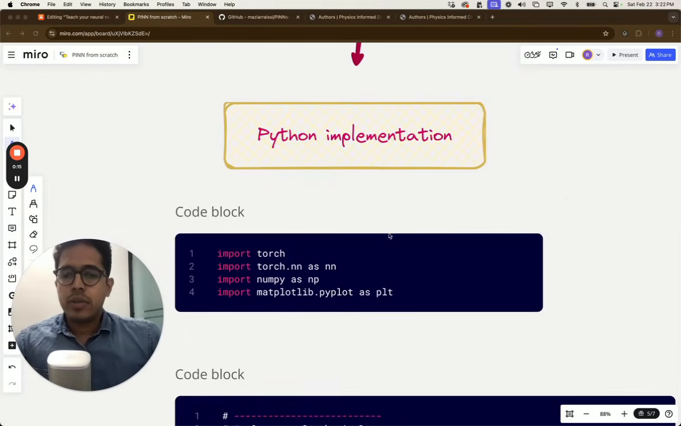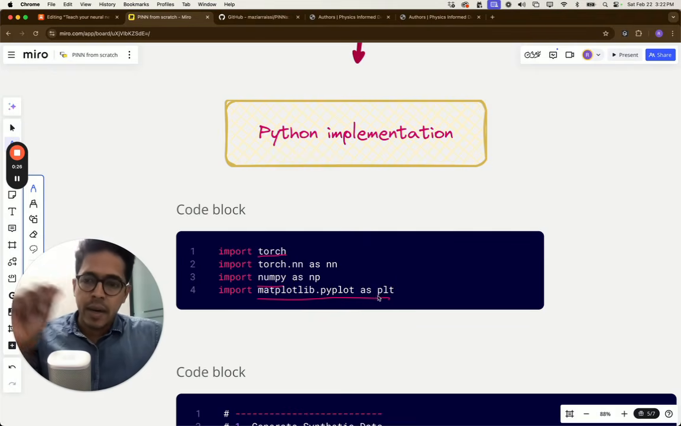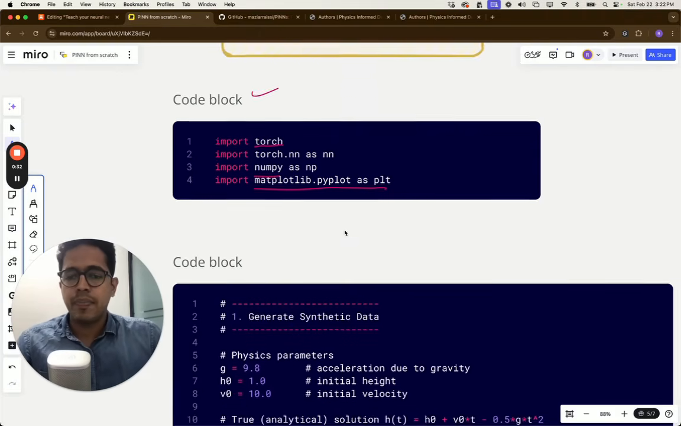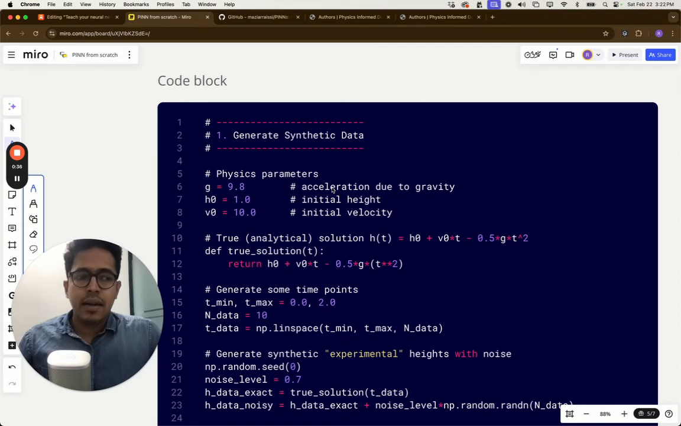So we'll be using PyTorch, so we import the torch modules. NumPy we are importing, torch we are importing, and matplotlib for plotting the graph of the trajectory of the ball: predicted trajectory, experimental trajectory, and PINN predicted trajectory. So this is a pretty simple code block. In the second code block, we'll be generating synthetic data to mimic experimental data. We can also add some noise so that the data does not look like a perfect parabola.